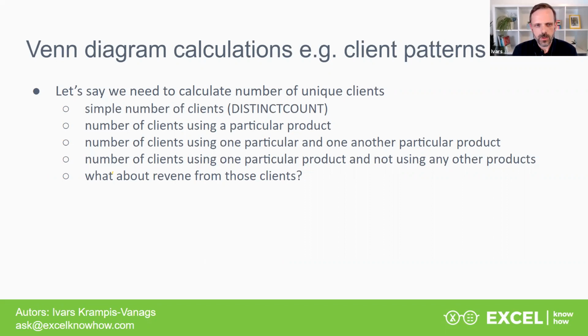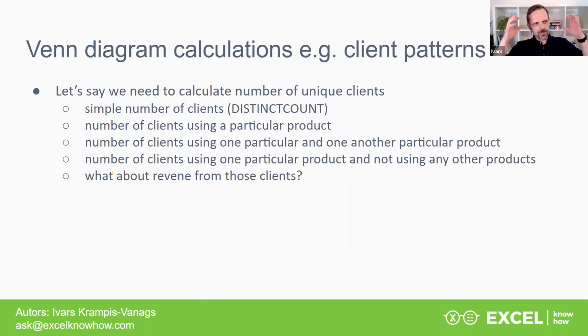But what to do when we want to calculate the number of clients using one particular product, and then maybe the number of clients that use one particular and another particular product? Let's say both: they bought this one product and they bought this other product. And then there is another scenario where you say, okay, I want to know who bought bread and who bought, I don't know, milk, but never bought cookies. So you can make these patterns of clients.